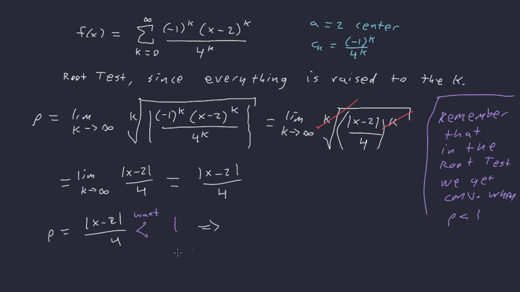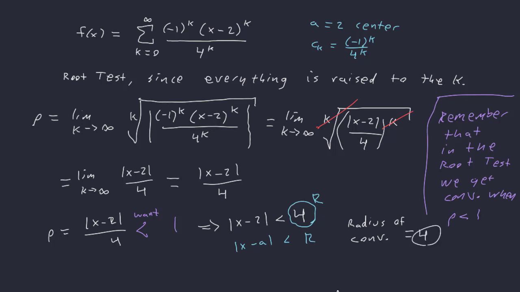All right, so this basically implies that if I were to move that 4 over, we want the absolute value of x minus 2 less than 4. Okay, when you get down to here, this is our x minus a, right? x minus the center, that's our 2, is less than some number. That number is r. Okay, so the radius of convergence in this case is 4.